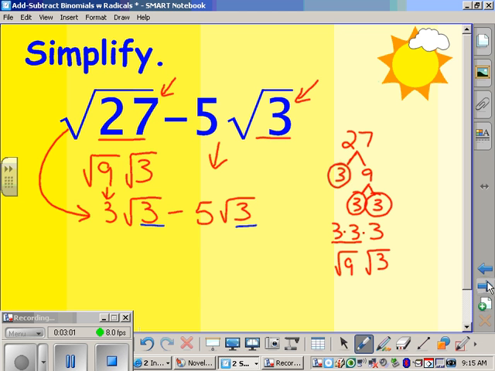So again, we're going to keep the number under the radical the same when we combine them. What we're actually adding would be the numbers in front of the radicals, which would be 3 and -5. So 3 minus 5 is -2. So our answer is -2 radical 3.